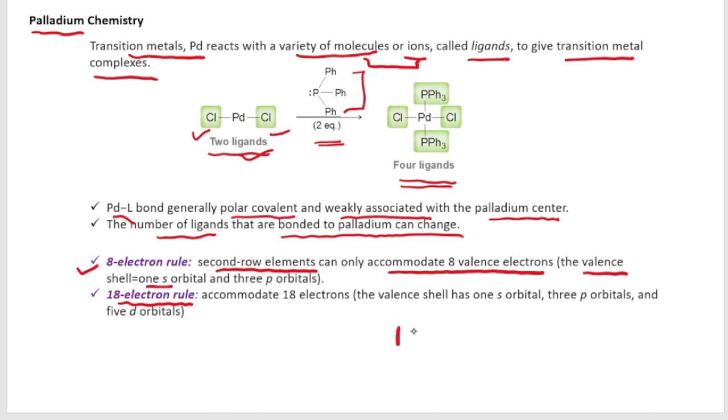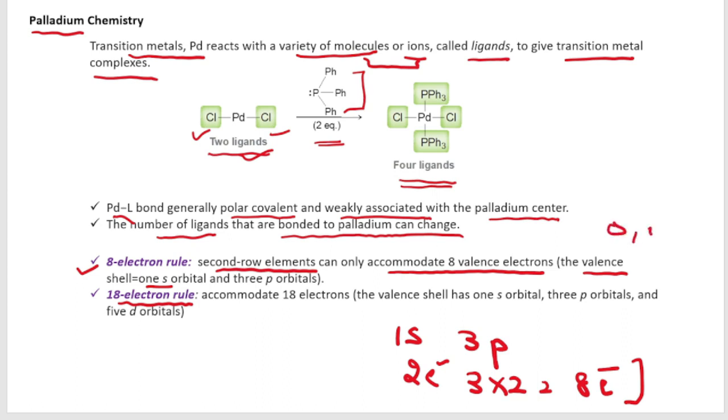The valence shell has 1 s orbital and 3 p orbitals. And we know 1 orbital can accommodate 2 electrons, and here there are 3, so you can accommodate a total of 8 electrons. When second row elements accommodate these 8 electrons in their valence shell, they become stable. You can take examples like oxygen and nitrogen.